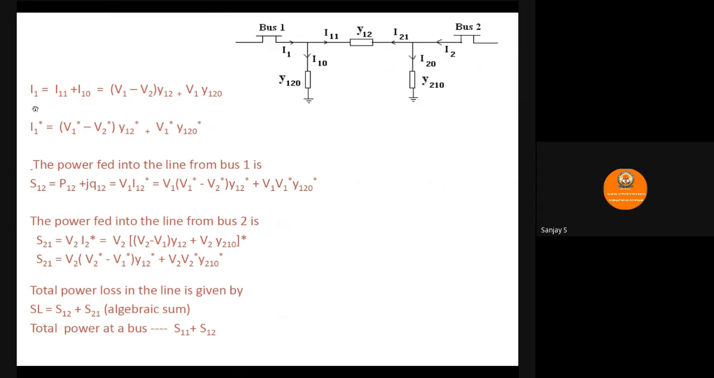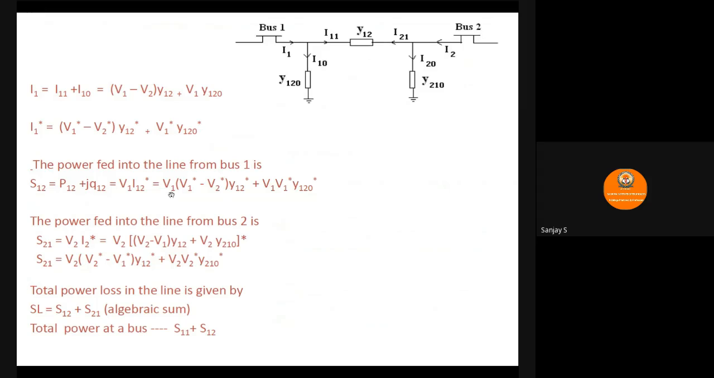Now we'll take the conjugate of I1. So we have I1 conjugate equal to (V1 conjugate minus V2 conjugate) into Y12 conjugate plus V1 conjugate Y120 conjugate. The power fed into the transmission line from bus 1 is denoted by S12. This is nothing but the complex power, a combination of active power as well as reactive power, so it will be P12 plus jQ12, and the complex power is also given by VI conjugate in general. So here it will be V1 into I12 conjugate.